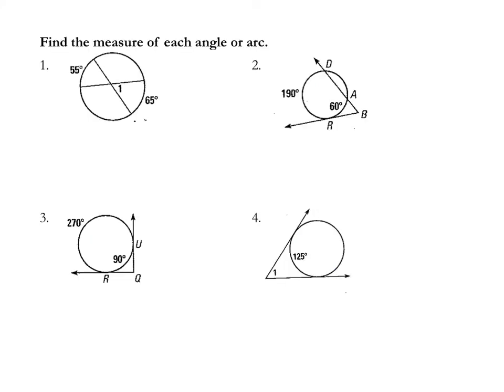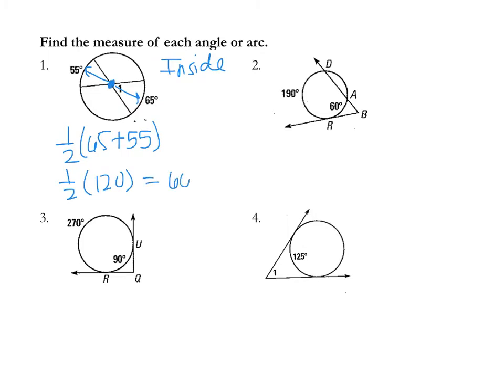So let's take a look at number 1. Again, the first question you need to ask is, where's the vertex of the angle? So if I look at this right now, that is inside the circle. When it's inside the circle, the formula is I want to do 1/2 of the arc that's across from it, which is 65, plus its vertical arc, which is 55. So that's going to be 1/2 of 120. So our answer for number 1 is going to be 60 degrees.